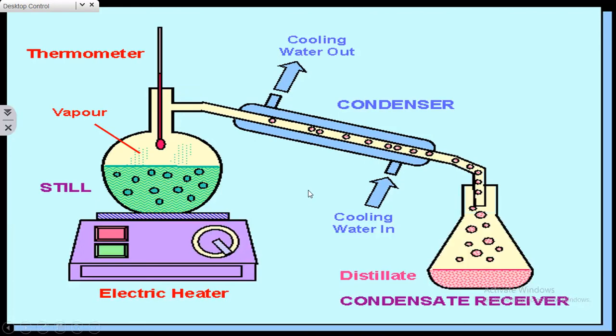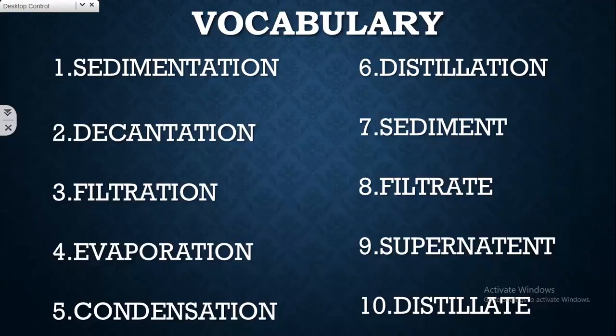So far you have learned 6 separation methods. The last part of the lesson will be dealt with in the next class. And now it's time for me to introduce the terms you have learned today. They are sedimentation, decantation, filtration, evaporation, condensation, distillation, sediment, filtrate, supernatant and distillate.